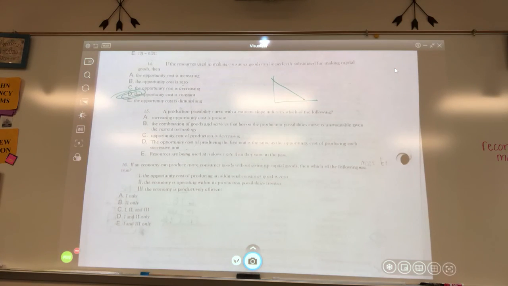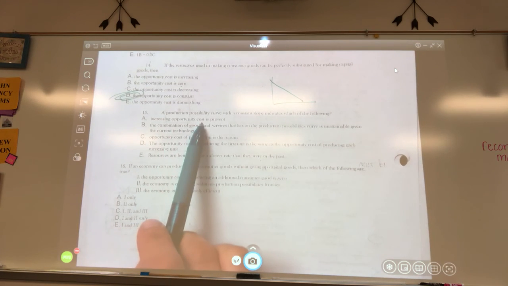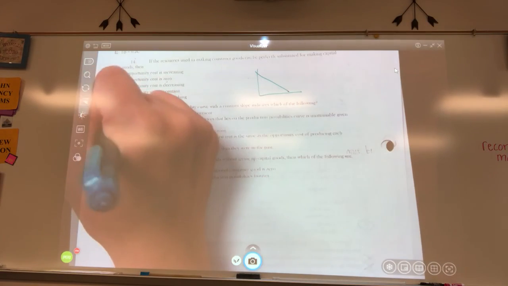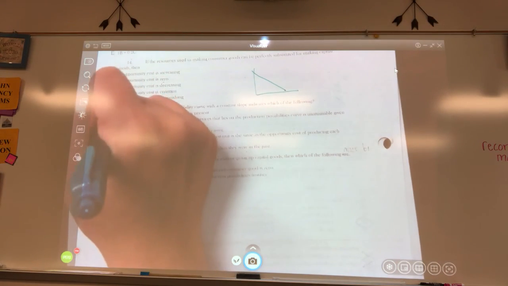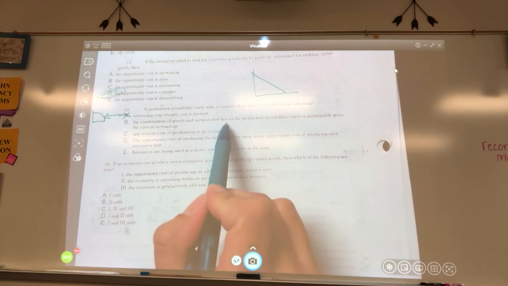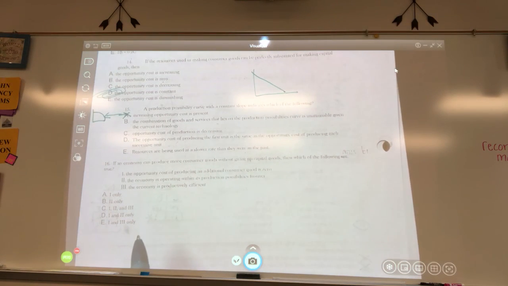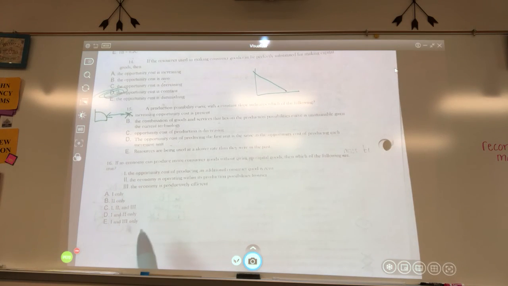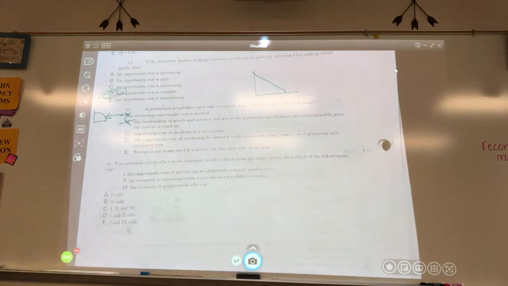15. A production possibilities curve with a constant slope indicates which of the following? Increasing opportunity cost is present. Is that right? No, because increasing opportunity cost, how does it look? This is how it looks, so that's wrong. The combinations of goods and services that lie on the production possibility curve are unattainable given the current technology. No. The opportunity cost of production is decreasing. No. The opportunity cost of producing the first unit is the same as the opportunity cost of producing successive units. There you go.